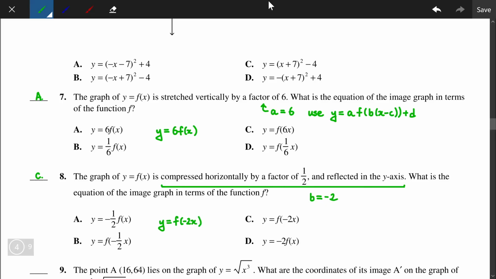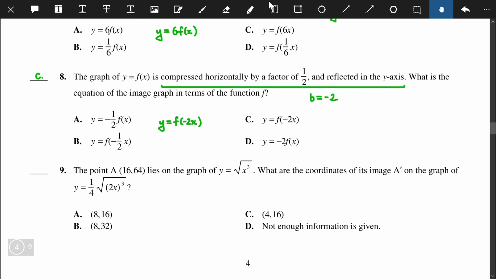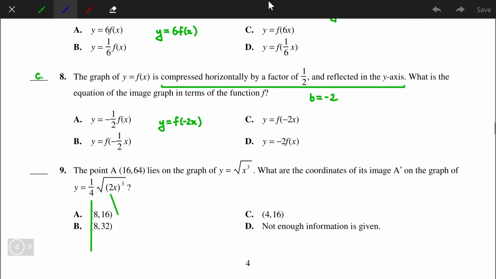Okay, number 9. If the point A, which has coordinates (16, 64), lies on the graph of y equals the square root of x cubed, what are the coordinates of its image A prime on the graph of 1/4 the square root of (2x) cubed? All right, so this one, there are two things to consider. There is the 1/4 and also the 2.